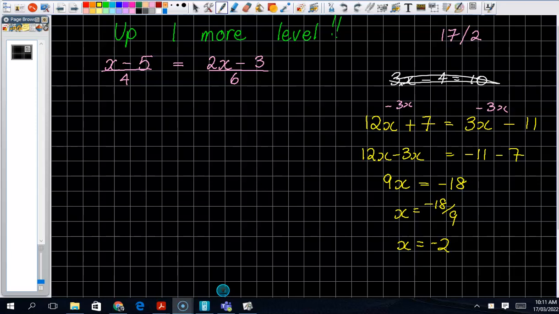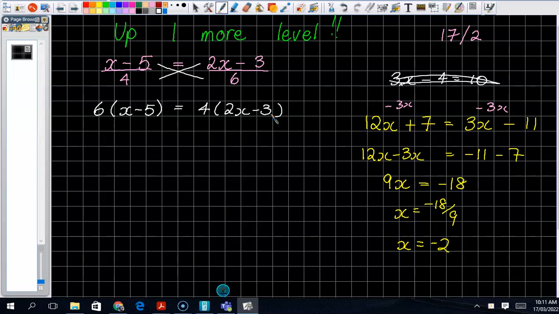I don't like this divide by 6. How am I going to get rid of that divide by 6? Times where? To the other side. So we do, in effect, this thing called cross multiplying. So we end up with 6 times x take 5 equals, hello? Anyone out there? 6 times x take 4, and what goes on the other side? 4 times 2x take 3. Okay? We have cross multiplied.